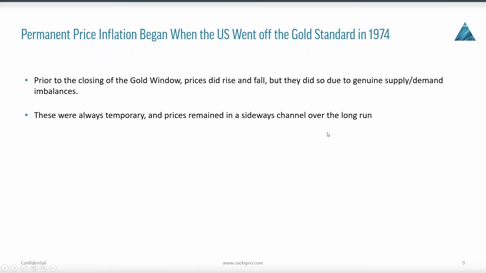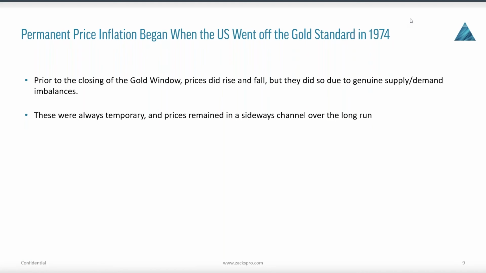So that permanent price inflation began when the US went off the gold standard. And this is actually a typo. It should say 1971, not 1974. So prior to the closing of the gold window, prices did rise and fall, but they did so due to genuine supply and demand imbalances.